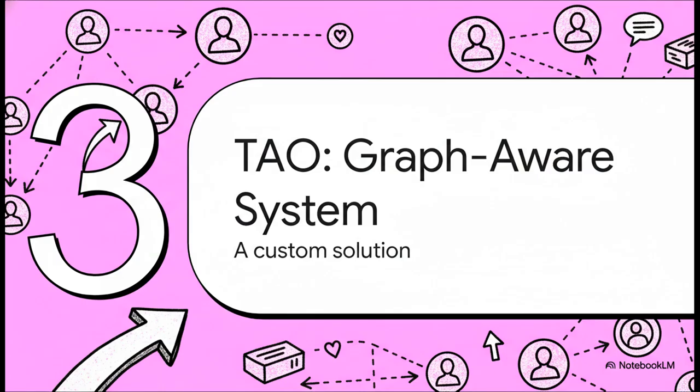And this is where the hero of our story comes in. TAO, a graph-aware system. Instead of just slapping more band-aids on the old system, Facebook's engineers decided to build something totally new from scratch. They built a system designed to think about data the way Facebook actually works, not as a bunch of separate pieces of information, but as one gigantic, interconnected graph.